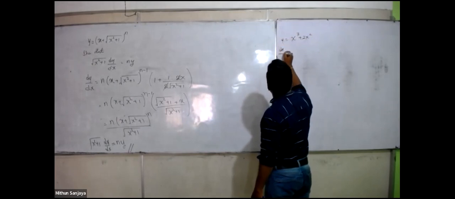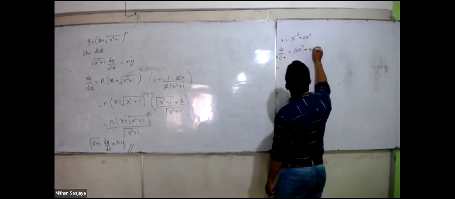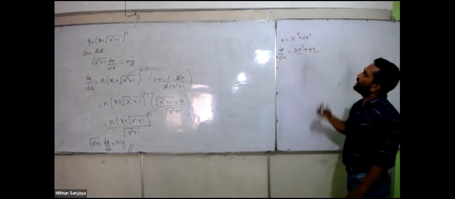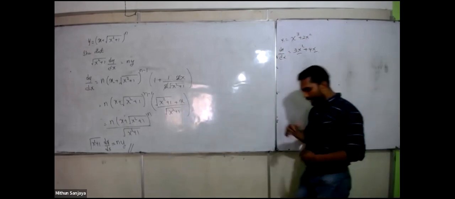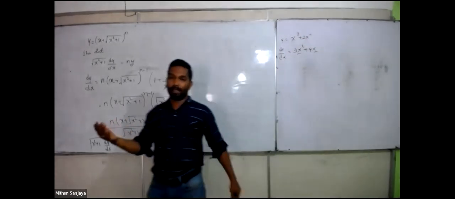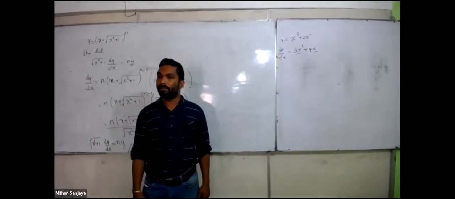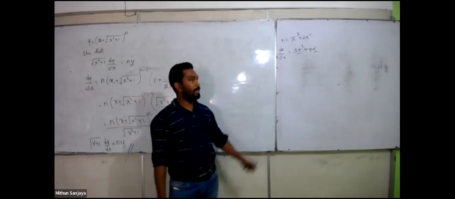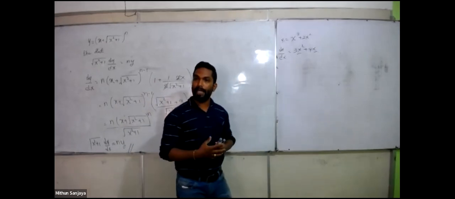Then dy over dx is 3x square plus 4x. Now there are x terms, right? Its derivative is not zero, so it can be differentiated again. But when d1 over dx equals 0, it can't be differentiated again.